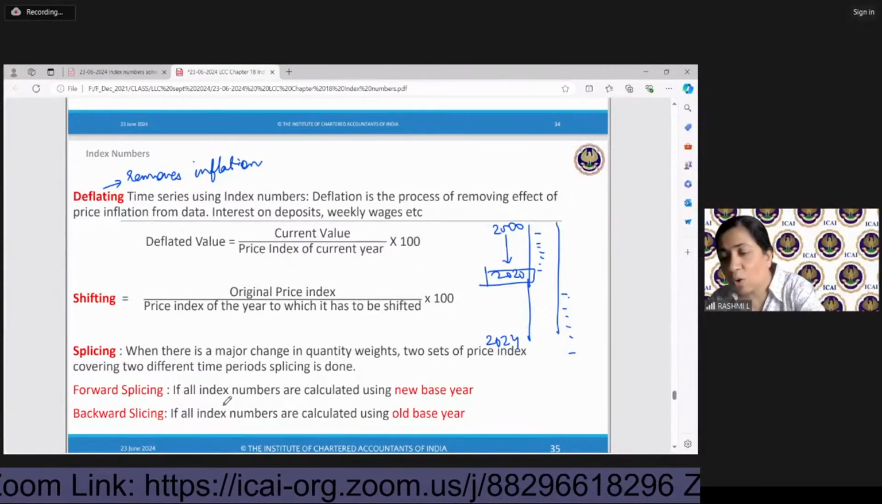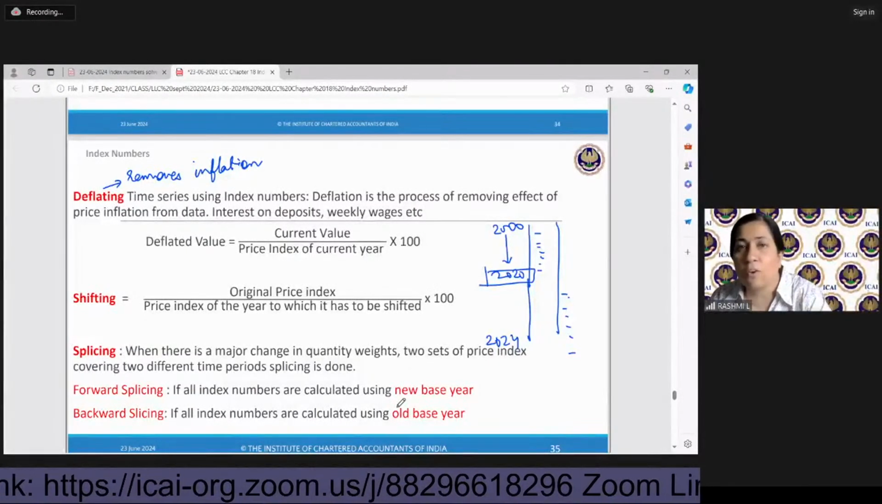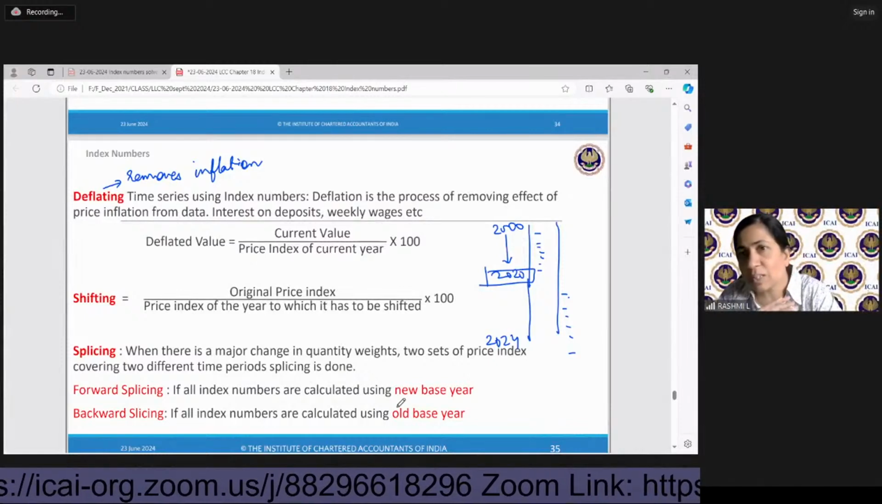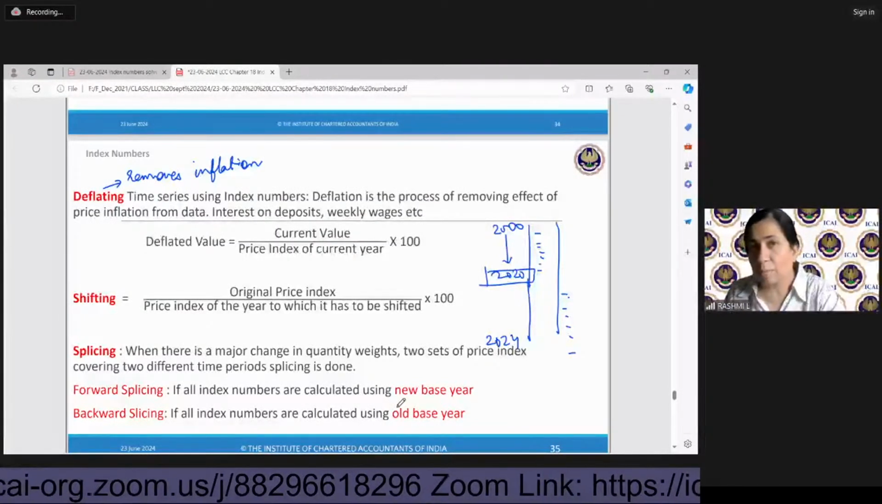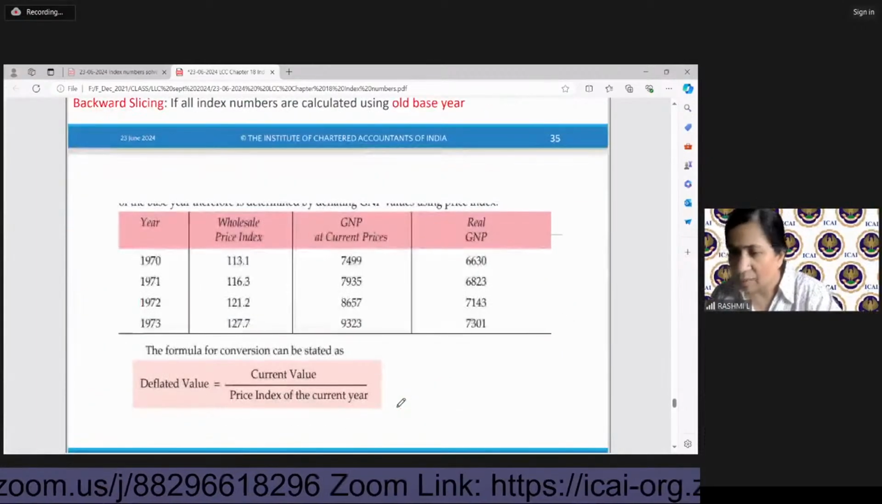And in this, you have two types of splicing. If all the index numbers are calculated using the new base year, you call it forward splicing. If all the index numbers are calculated using the original base year, then we say it is backward splicing.